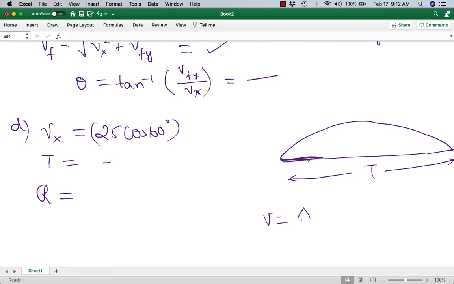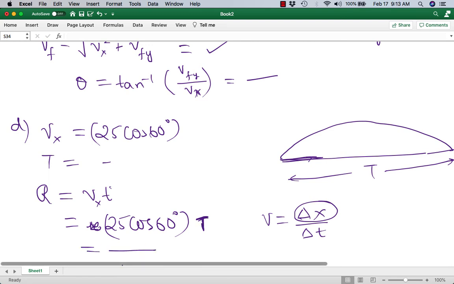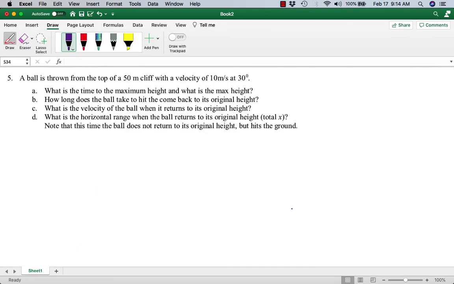So we have this formula for horizontal motion, v is equal to delta x over delta t. So we can write range, which is this one, as v times t, or delta t if you like. So this is Vx, so that's 25 cosine 60 degrees times this capital T. So you plug the value of capital T here, and that gives you R. So that's number 4.